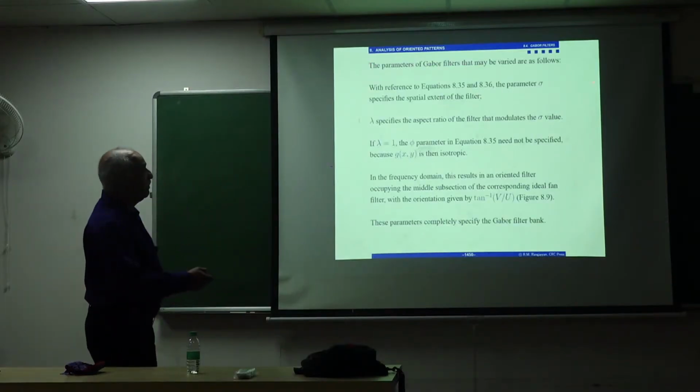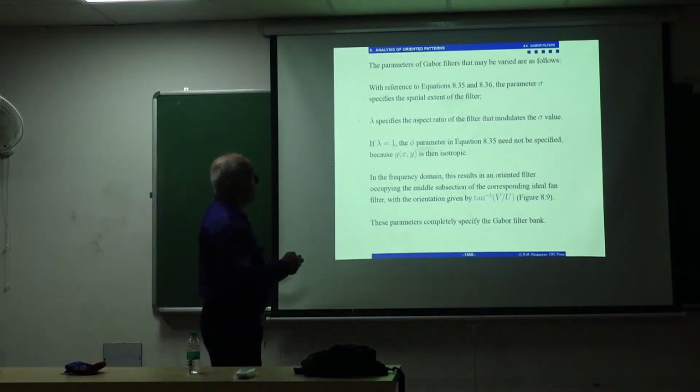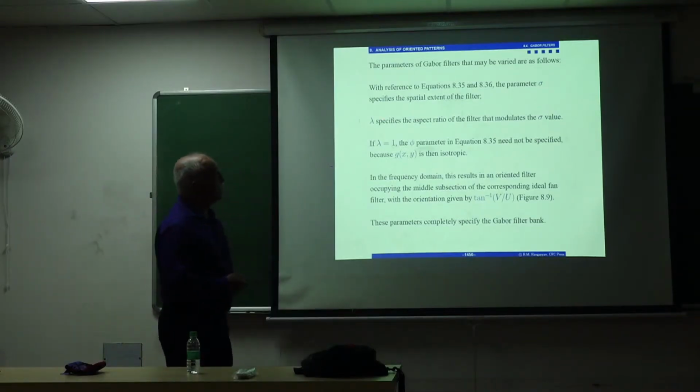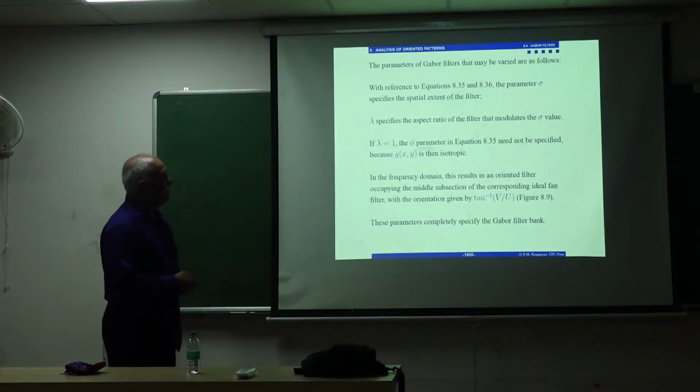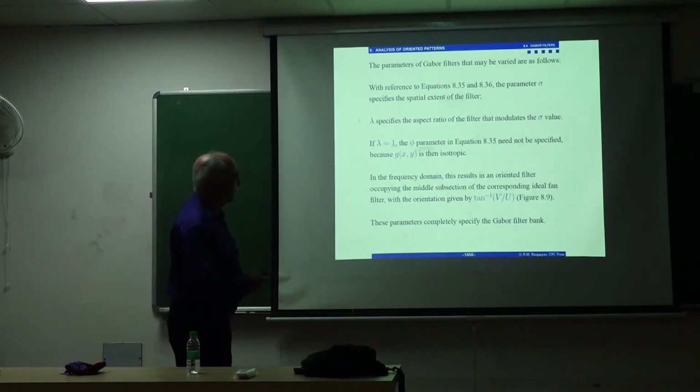The parameter sigma specifies the spatial extent of the filter. Lambda specifies the aspect ratio of the filter that modulates the sigma value. If lambda equals 1 and the phi parameter is not specified, then it is isotropic. So it can turn into just a simple bandpass filter.